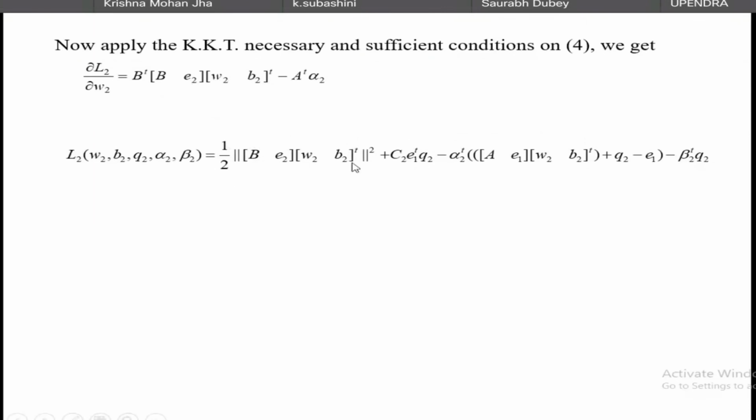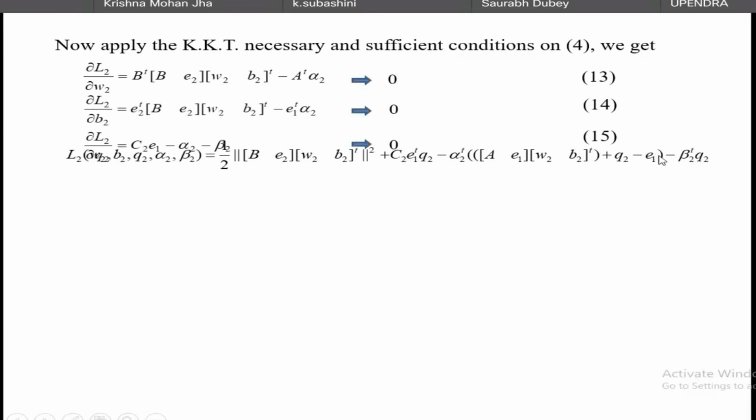In the same manner, here we will not get 1, because there is a multiplication with w2, there is a B. So that's why you will get this B transpose for this one. And here this will be 0 with respect to w2. And here again you will get minus A transpose alpha 2. With respect to this, 0; with respect to this again 0; and with respect to this, 0.